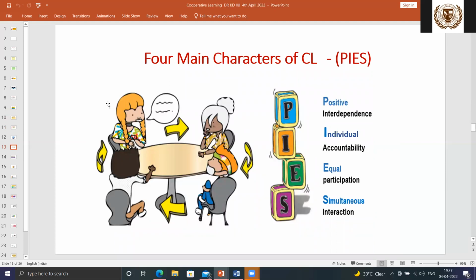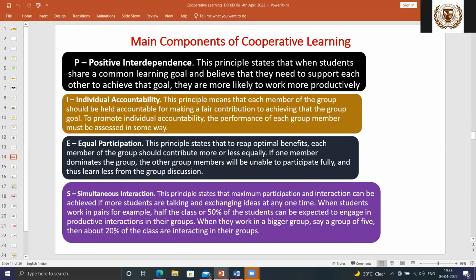There are four main characteristics of cooperative learning, and they are based on the acronym PIES. What is PIES? Here PIES is positive interdependence, individual accountability, equal participation, and simultaneous interaction. Without these characteristics, cooperative learning will not be complete. The main components of cooperative learning in detail.